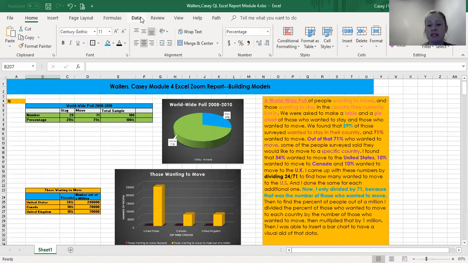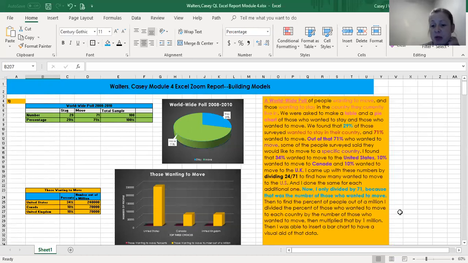Some of the people surveyed said that they would like to move to a specific country. I found that 34% wanted to move to the United States, 10% wanted to move to Canada, and 10% wanted to move to the UK. I came up with these numbers by dividing 24 by 71 to find out how many people wanted to move to the US, and I did the same for each additional one.